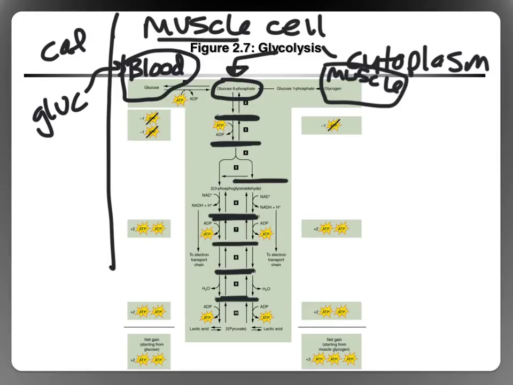So let's go backwards and see, how do we get to glucose 6 phosphate? And the process is different depending on whether we start with blood glucose or muscle glycogen. So first let's talk about, what do we do with blood glucose? How does blood glucose become glucose 6 phosphate? Because once we've got glucose 6 phosphate, we can begin the process of glycolysis. So how do we get to that point?